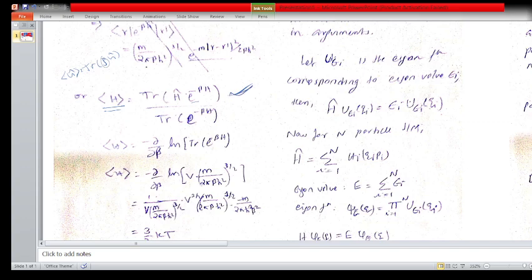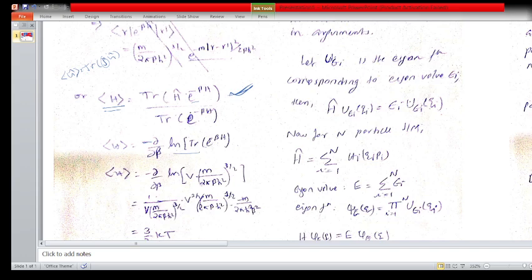Okay, rho is nothing but e raised to minus beta H divided by the trace of e raised to minus beta H. Then you will get this expression, and this expression I can write as minus dou by dou beta of ln of the trace of e raised to minus beta H. Because when you take this derivative with respect to beta, you will get 1 by the trace of e raised to minus beta H times the trace of this H. H will come inside, right? H times e raised to minus beta H.